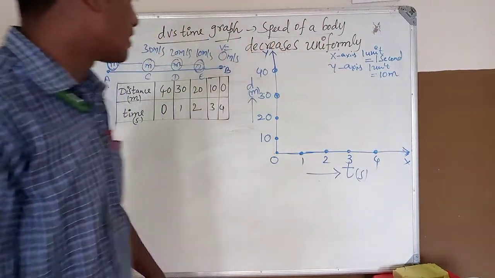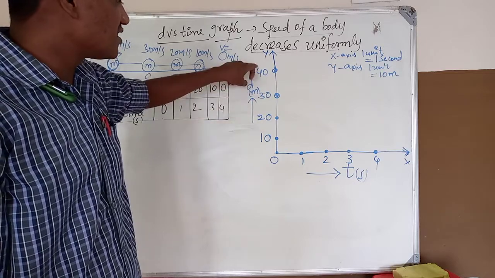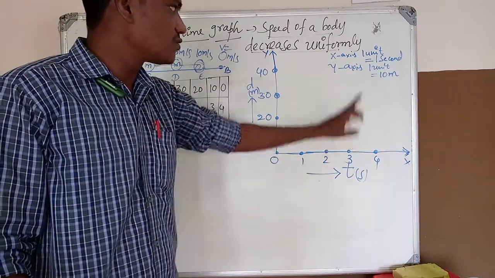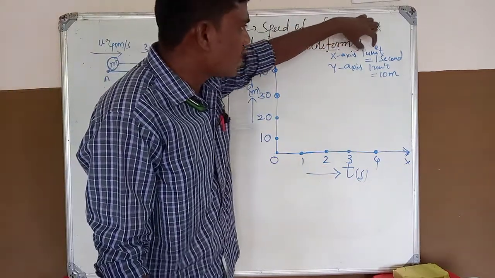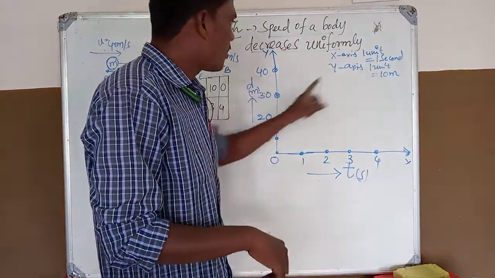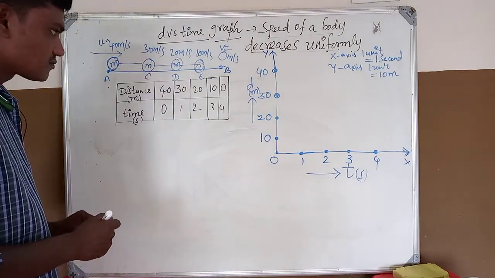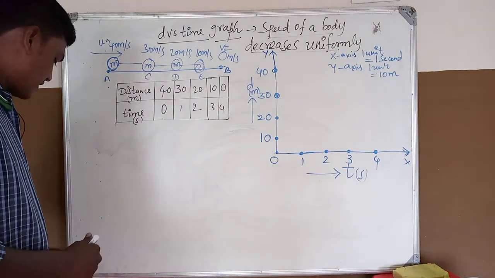That is the meaning of that. That's why 0, 10, 20, 30, 40. The difference here is 10, and the difference there is 1. That's why on the x-axis 1 unit is 1 second, and on the y-axis 1 unit is 10 meters. Now we are observing that here.